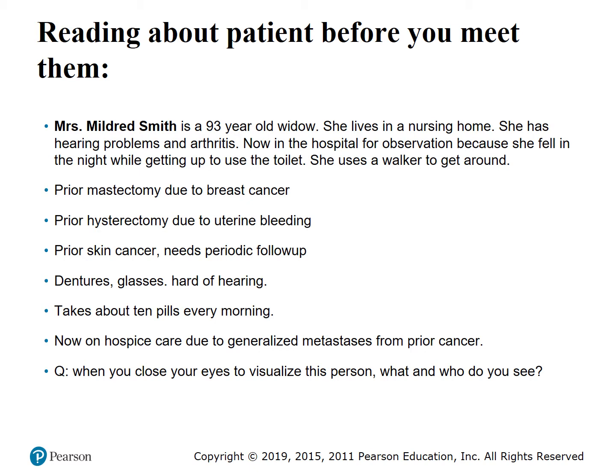So now here's the challenge you all are going to have, which is you haven't actually met a patient yet. And for all these exemplars, I sort of said they're kind of in a case study format. Well, this one really isn't, unfortunately. Some of them are. But close your eyes, or maybe look at the slide. We'll go over Mrs. Mildred Smith, 93-year-old widow, nursing home, has hearing problems and arthritis.